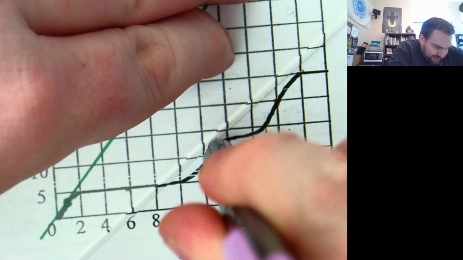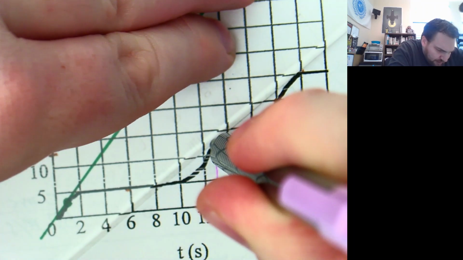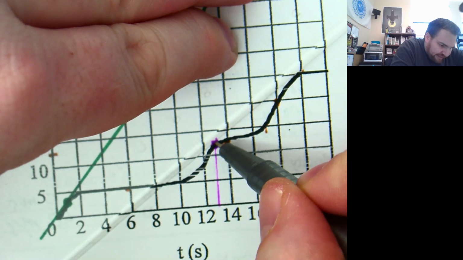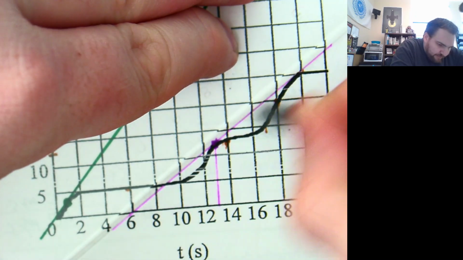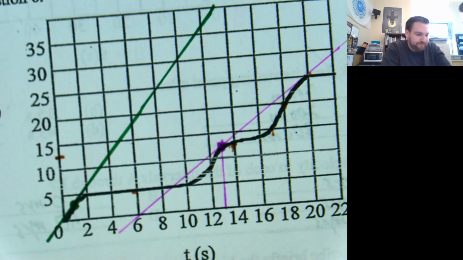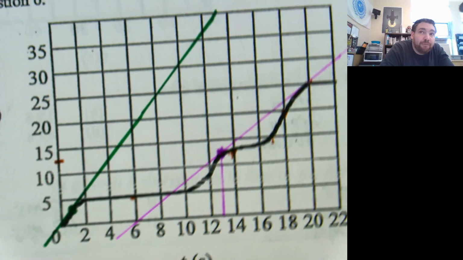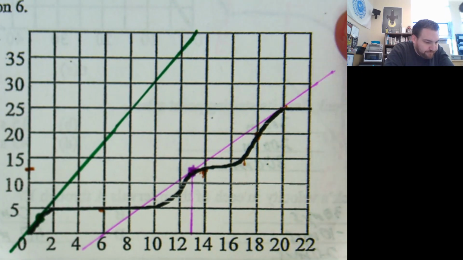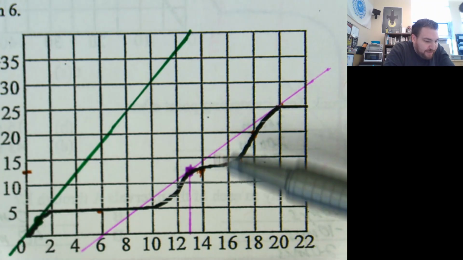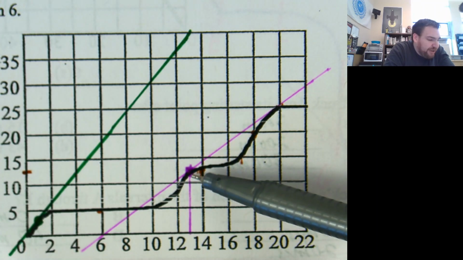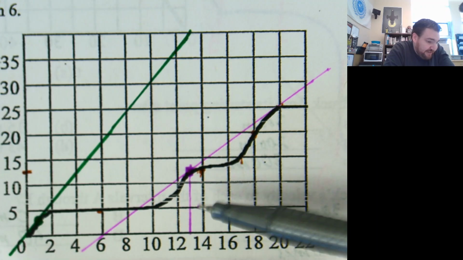So for 13, I would probably do a line that looked like that. Mine looks pretty similar, I think. And maybe I'm going to get a different value than I got before. Who knows? We'll find out real quick. Okay, so that's going to be my tangent line. I probably could have made it a little bit steeper, but I think that's good.